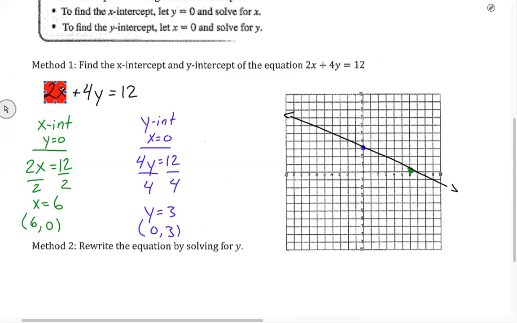All right. You guys okay with that? Not bad? All right. Now, method number 2 says rewrite the equation by solving for y. We aren't going to do that right now. Don't cross it off. We're just doing this thing called the cover-up method right now. Okay? So at this point, we're going to stop.